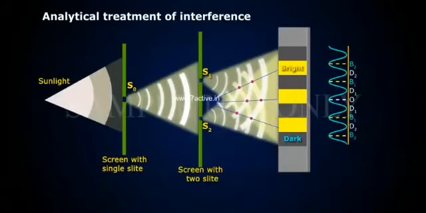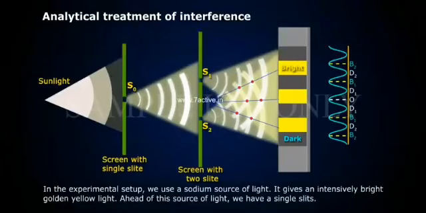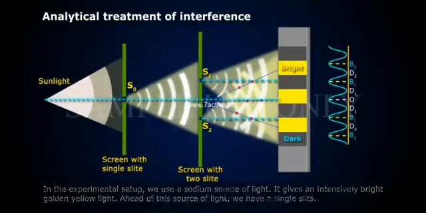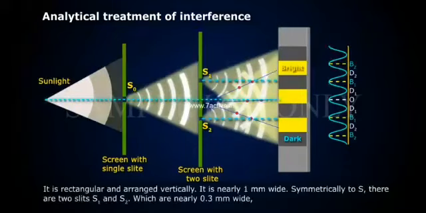Analytical treatment of interference. In the experimental setup, we use a sodium source of light. It gives an intensely bright golden yellow light. Ahead of this source of light, we have a single slit. It is rectangular and arranged vertically. It is nearly 1 mm wide.